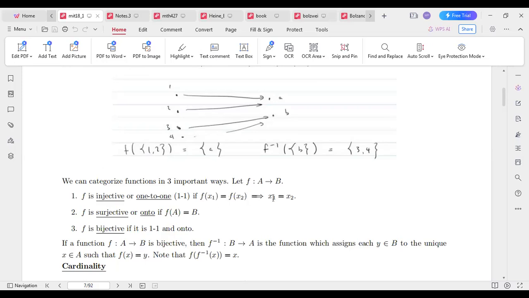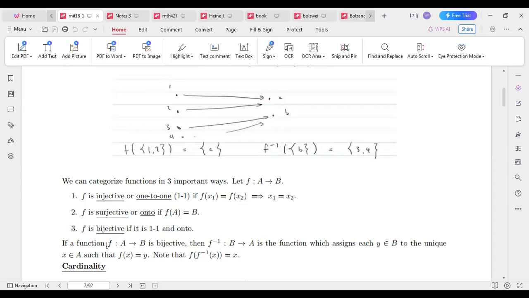That implies x1 equals x2. f is surjective. Surjective means an onto function, where all the image elements of f equal the elements of set B. So f is bijective if it satisfies the two conditions, injective and surjective. That means if the function is one-to-one and onto, then it is called bijective.